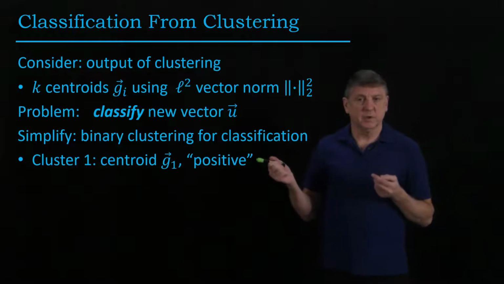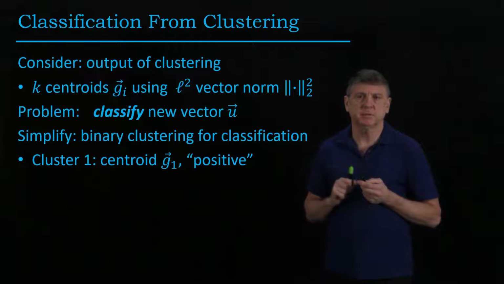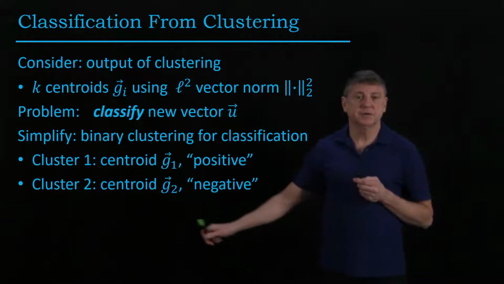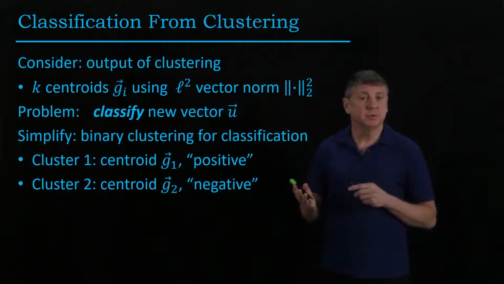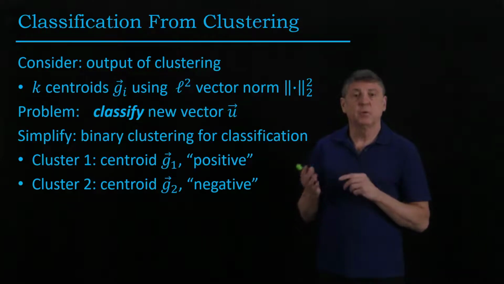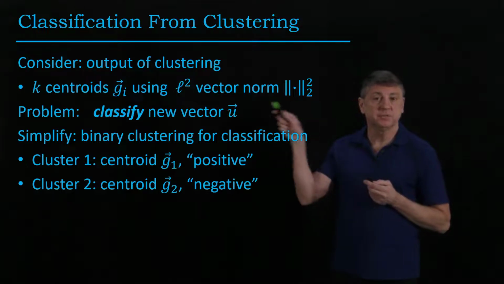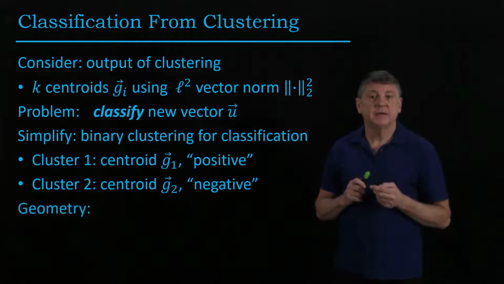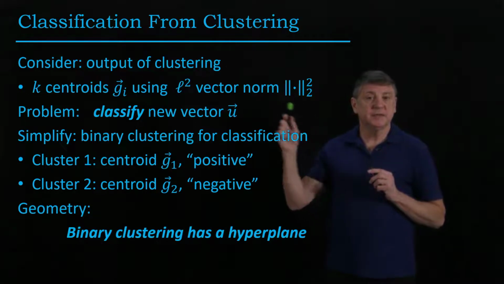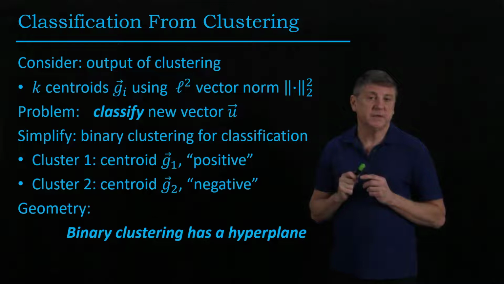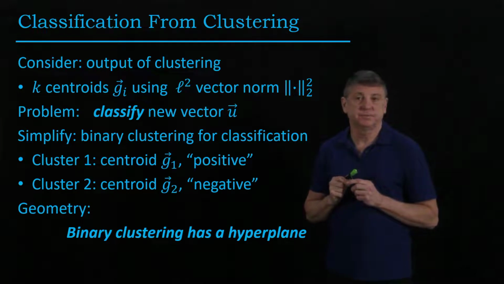Let's think about cluster 1, which has a centroid G1, and we'll think of that as the positive cluster. Then we'll think of the other cluster, which has centroid G2, as being the negative. So we'll think of two subsets, one positive, one negative. That is, there's some decision that has to be made about this new vector, U. The geometry is that binary clustering using the L2 norm, or the square of the L2 norm, has a hyperplane that separates the clusters.